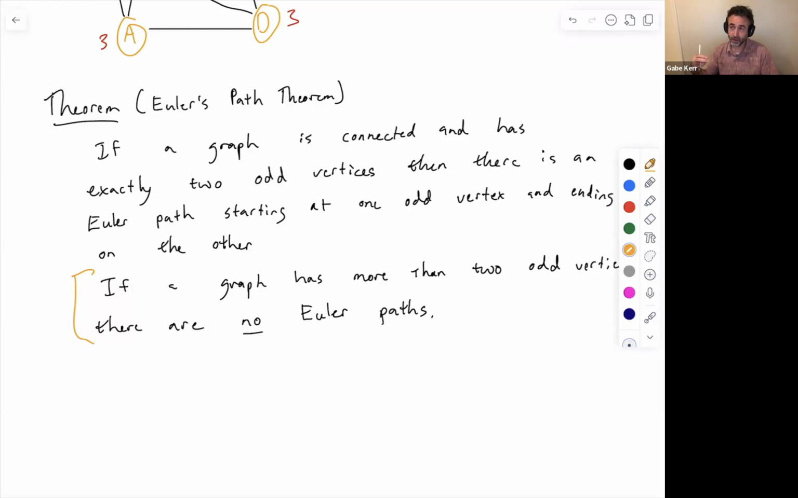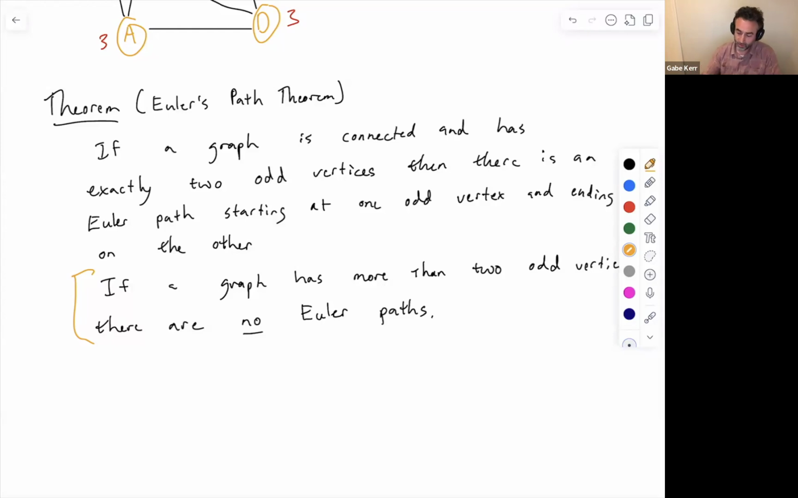And then you make a similar kind of argument for the start and the end to say, well, since I'm not coming back to it, or because I'm not starting at it, or I'm finishing at it, then I have an odd number of edges incident to that particular vertex, the start and the end vertex. Okay, so this is Euler's path theorem. This is Euler's circuit theorem.